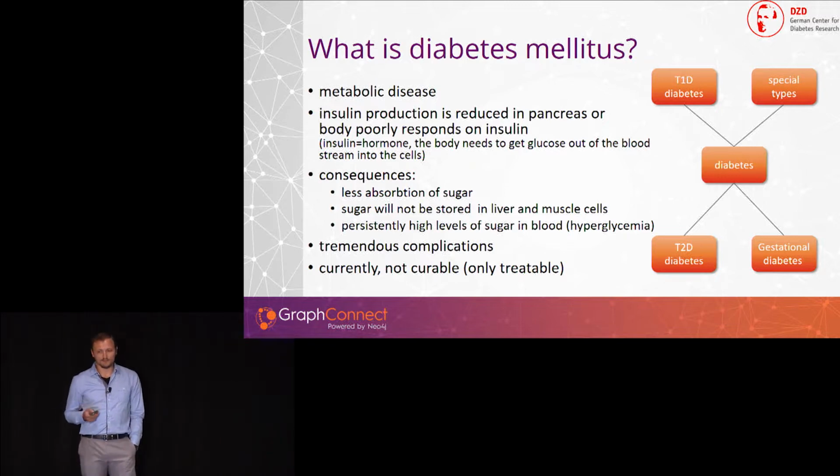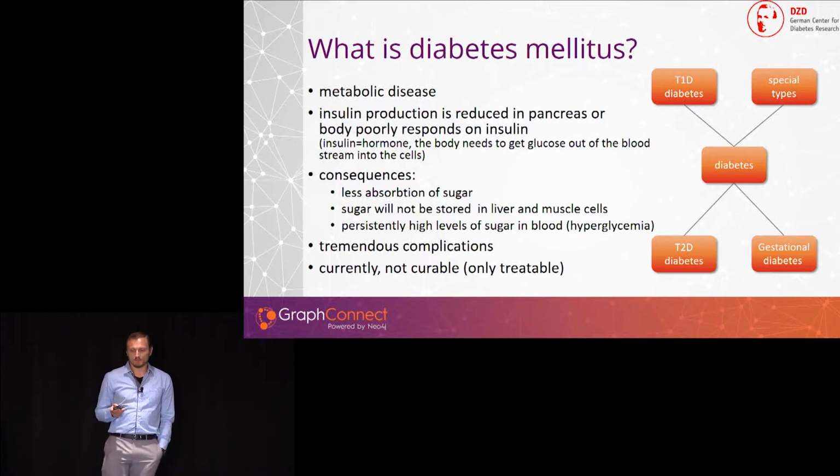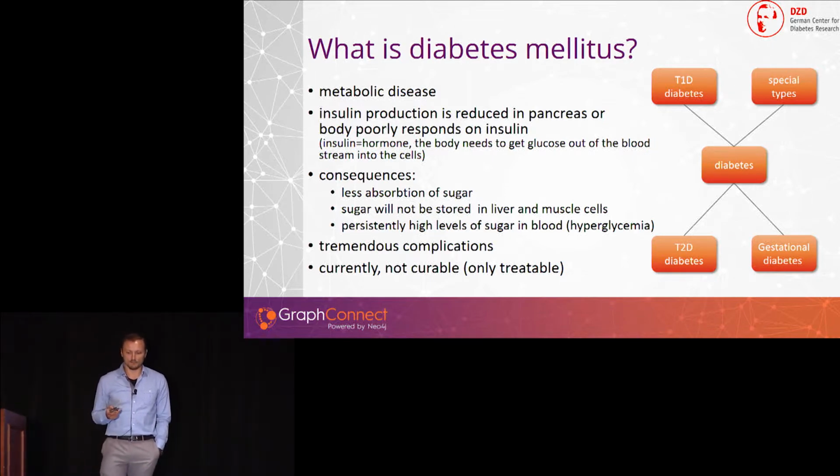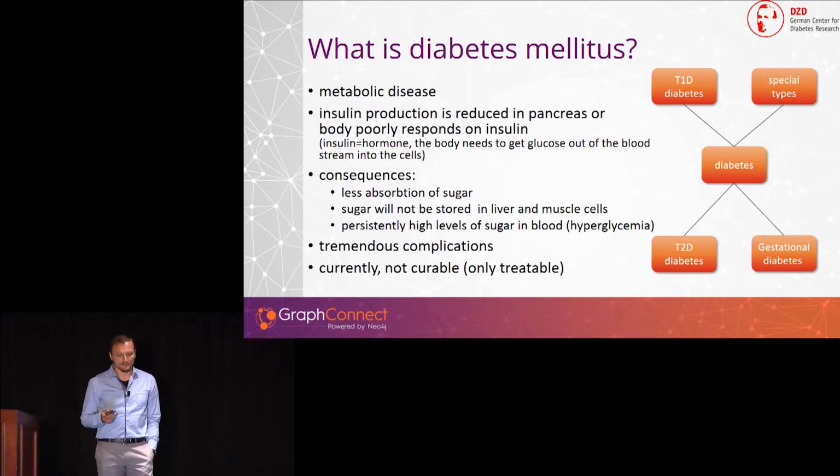Diabetes has tremendous complications. I will come to that later, and currently it's not curable, it's only treatable. When we talk about diabetes, we mainly have 4 different kinds of diabetes. Type 1 diabetes, I'll come to that later. Type 2. Gestational diabetes, which is diabetes in pregnant women. And we have some special forms that we are currently studying.